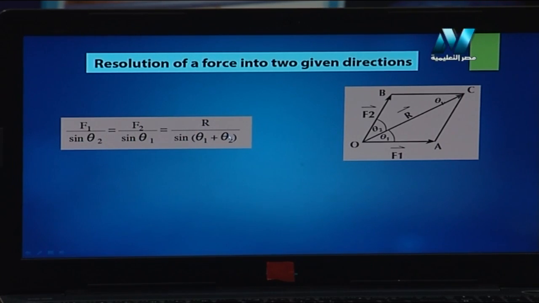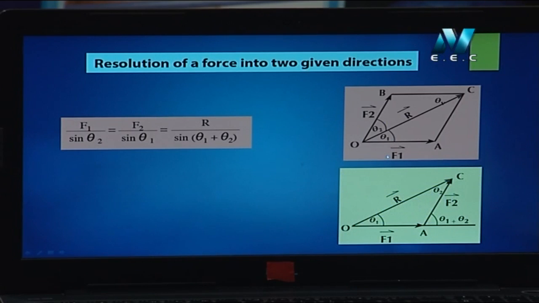Try to concentrate with me. F1 divided by sine theta 2, and F2 divided by sine theta 1, equals R over sine of the sum of them. This is a rule, we can call it the sine rule. We have here a triangle.